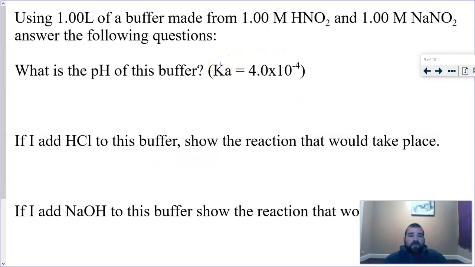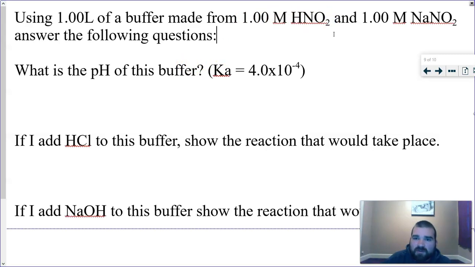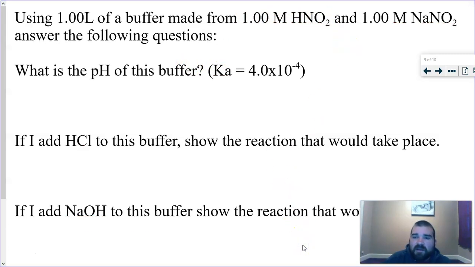Let's do a couple precursor problems here just to get us on the right foot. So I have 1 liter of buffer made from 1 molar nitrous acid, which is weak. This isn't NO3, it's NO2, so this is a weak acid. And the conjugate base is going to be introduced using sodium nitrite. Again, good choice, because we want salt that contains our conjugate, which is NO2 1-.